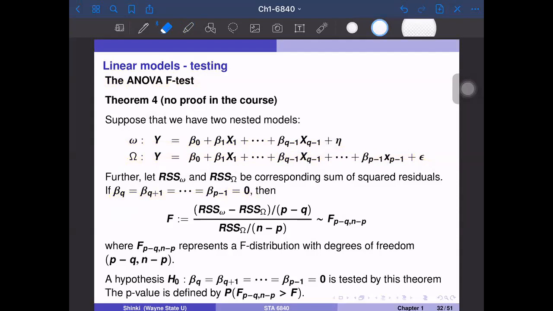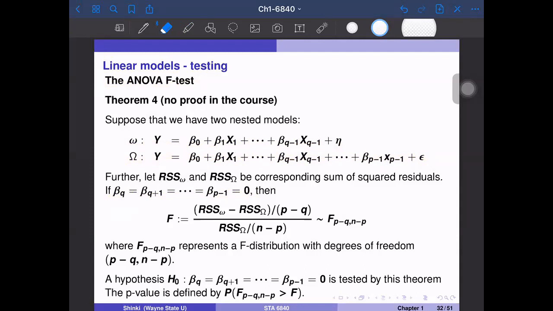Hi everyone. The next topic is the ANOVA F-test. Sometimes it's called just ANOVA, sometimes just called F-test. This test is different from the t-test because it can test multiple parameters at the same time.